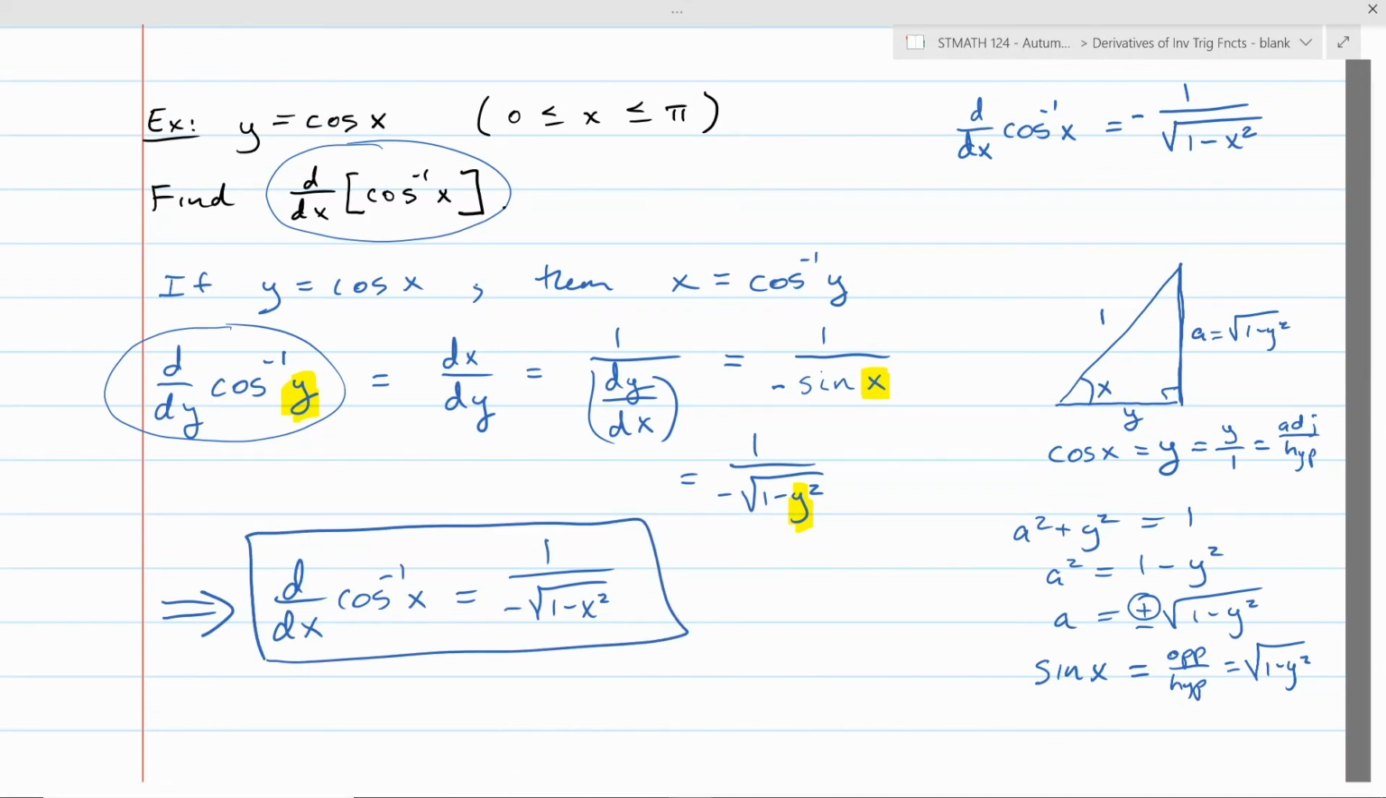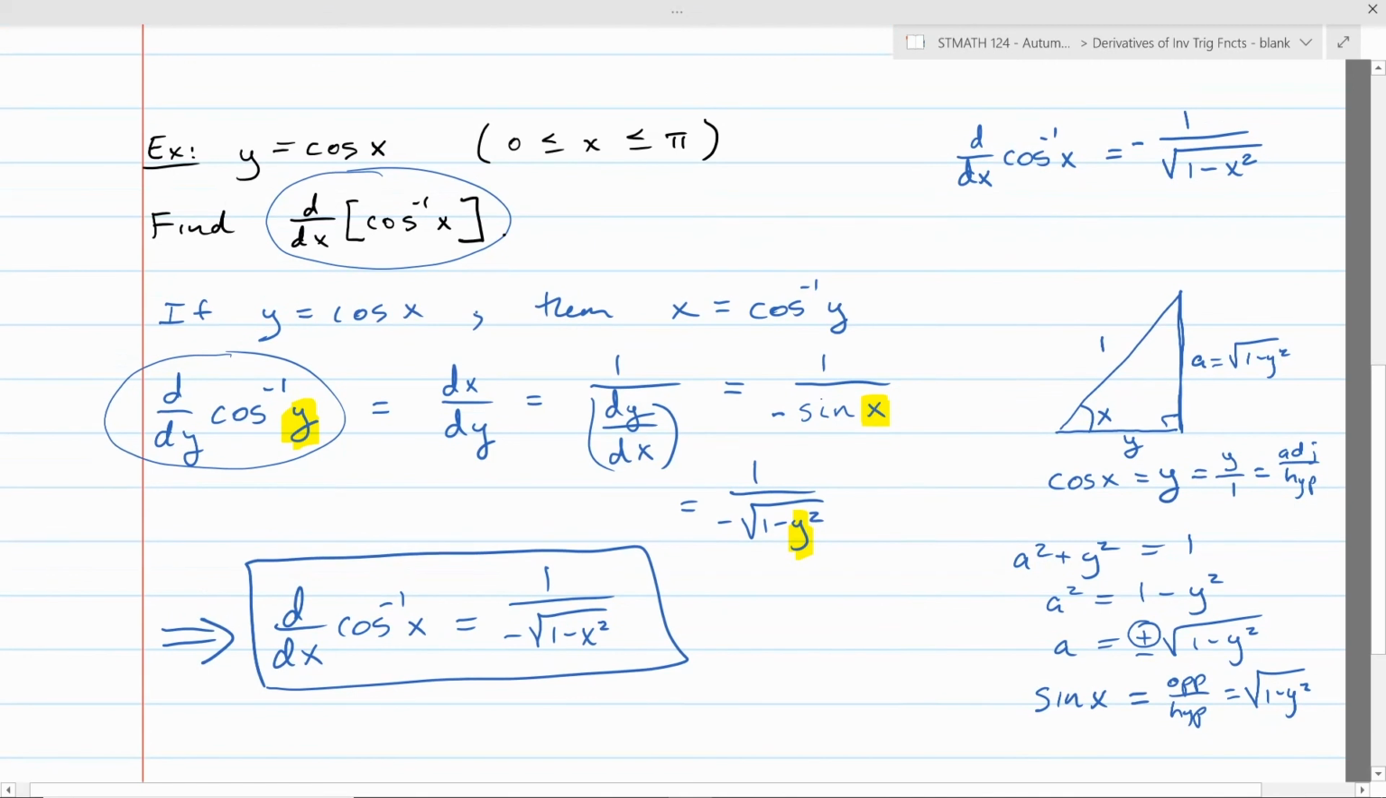But the main thrust of what that theorem is about is it tells you how to get the derivative of the inverse function using only knowledge of the original function's derivative.